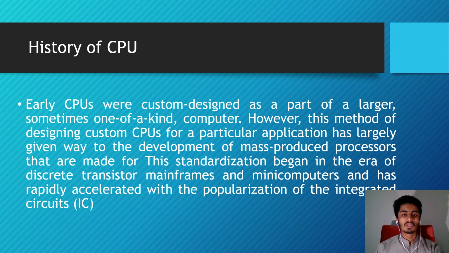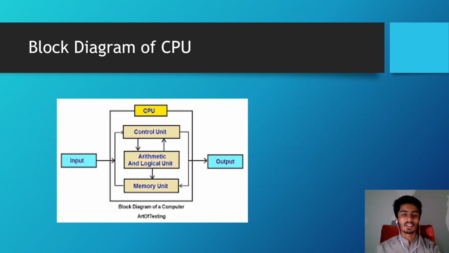Early CPUs were custom designed as a part of a larger, sometimes one-of-a-kind computer. However, this method of designing custom CPUs for a particular application has largely given way to the development of mass-produced processors that are made for one or more purposes. Standardization began in the era of discrete transistor mainframes and minicomputers, and has rapidly accelerated with the popularization of the integrated circuit, IC. Next, we can see the block diagram of CPU, how we are giving input and we are getting the output.